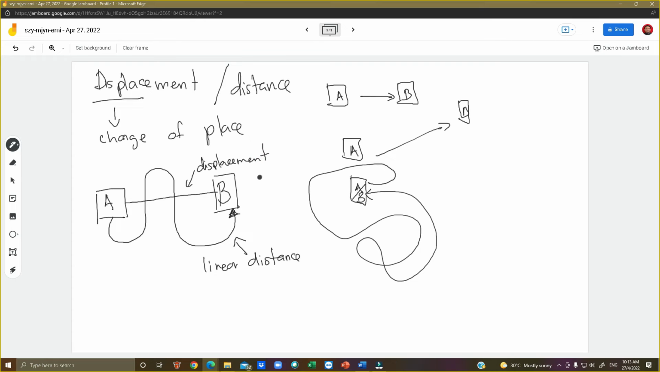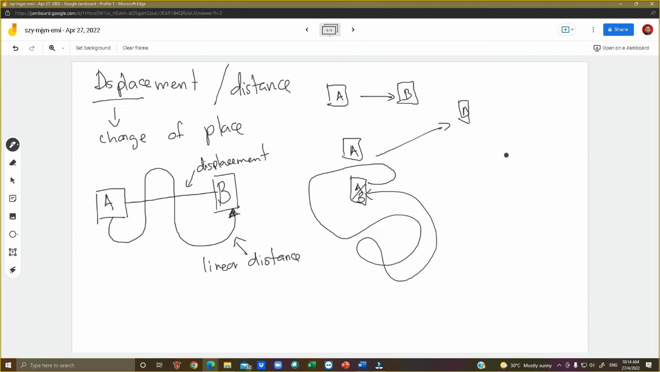Okay. Tu konsep asas dia. If we go by curve, if we go following the pathway, that is distance. Displacement is the change of place between 2 points in the shortest route, straight.